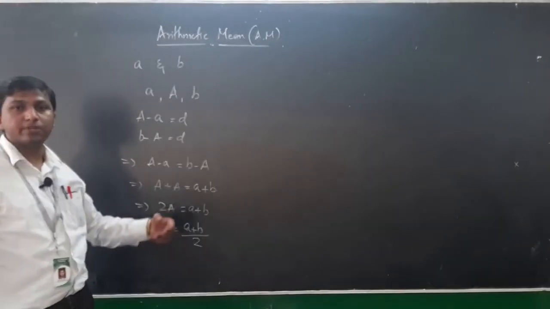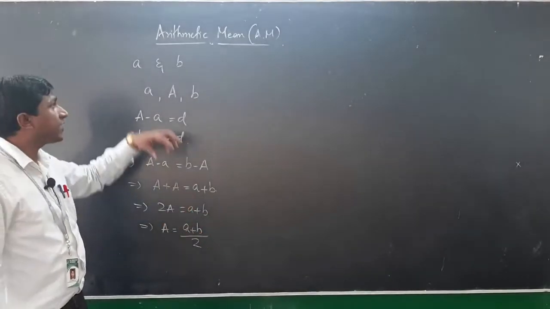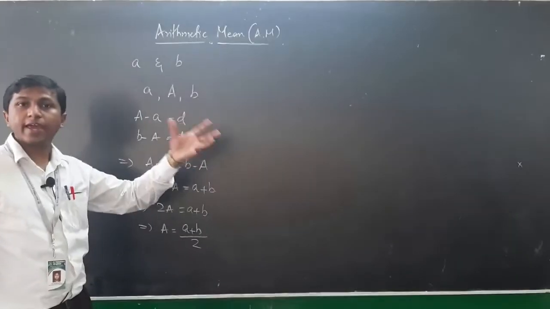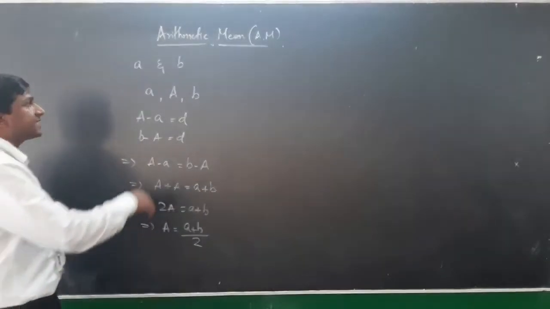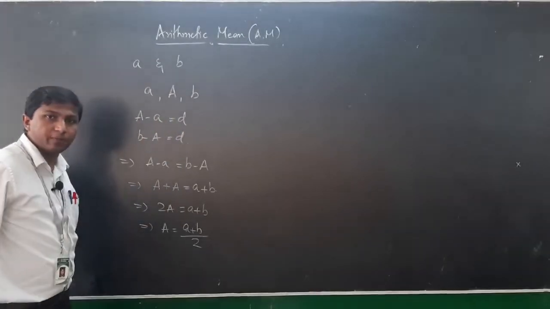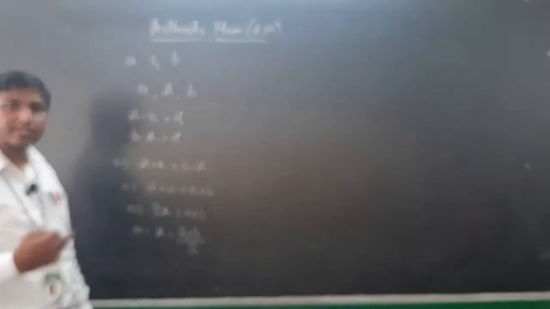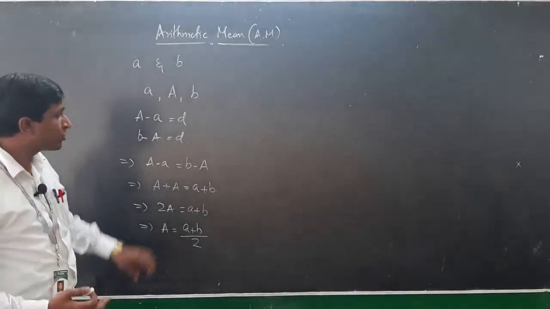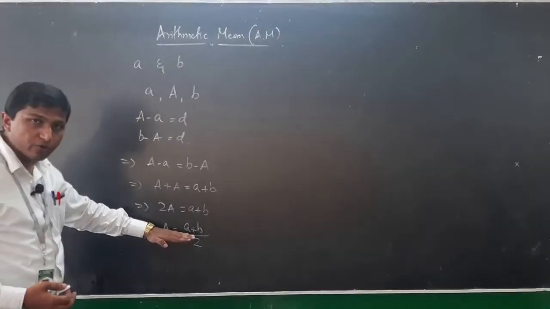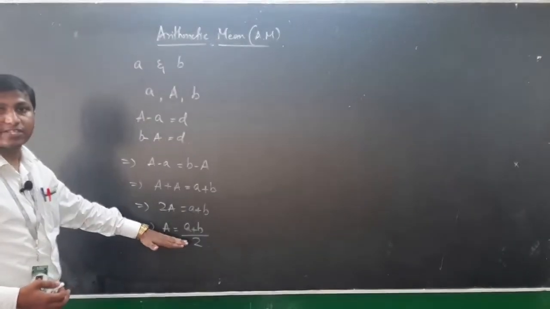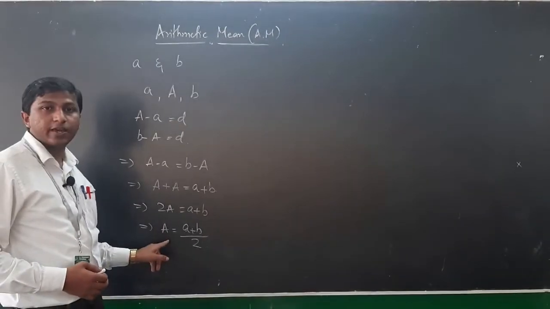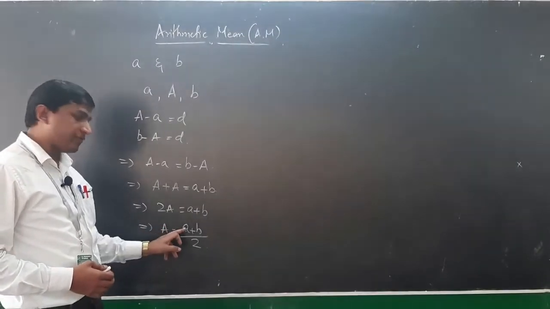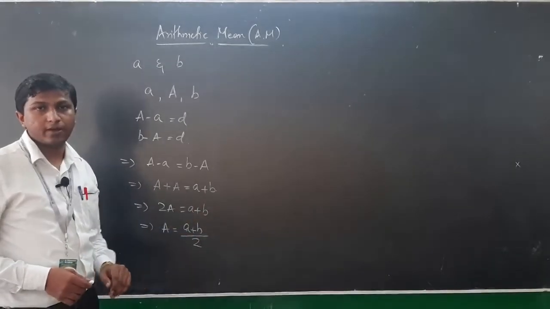If I have two numbers a and b, and the arithmetic mean of a and b is said to be capital A, then the sequence of numbers small a, comma, capital A, comma, small b will be an AP. So that is the meaning of arithmetic mean. We have also found the formula for arithmetic mean given two numbers. If capital A is the arithmetic mean, then A equals (a plus b) by 2.